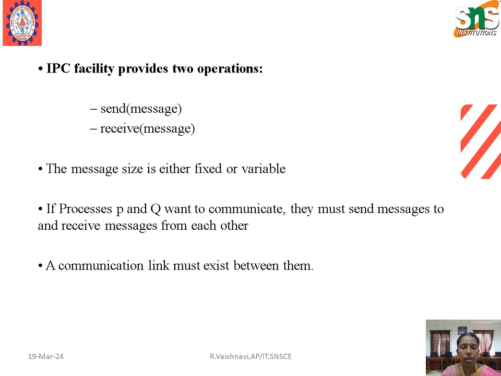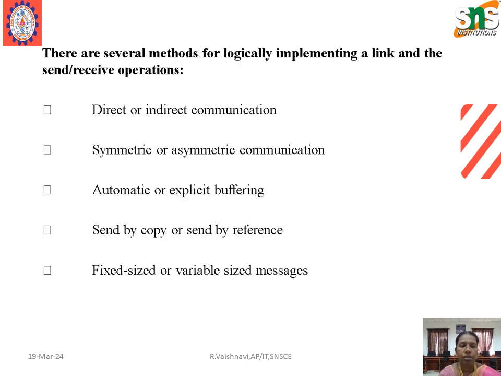Next, the inter-process communication facility provides two operations, that is send the message and receive the message. The message size is either fixed or variable. If processes P and Q want to communicate, they must send messages to and receive messages from each other. A communication link must exist between them. Next, we have several methods for logically implementing a link and the send or receive operations. That is, we have five methods.